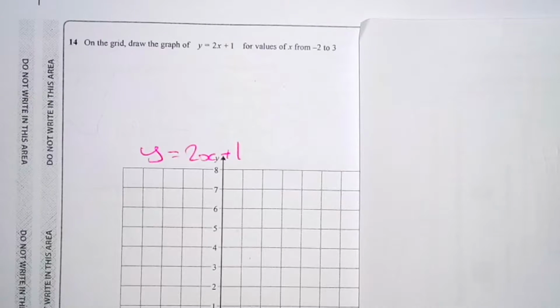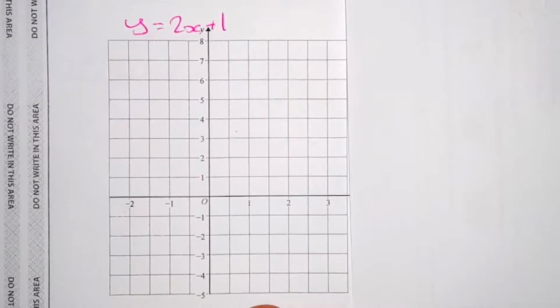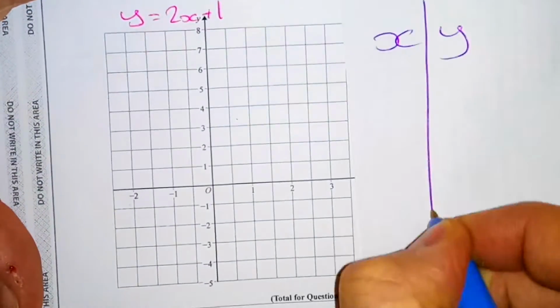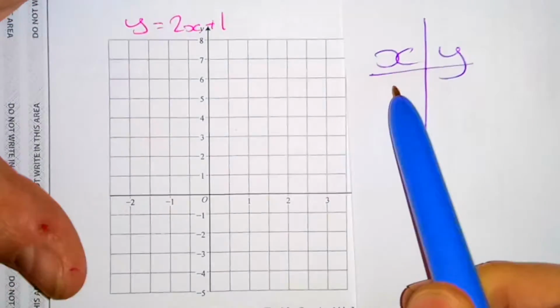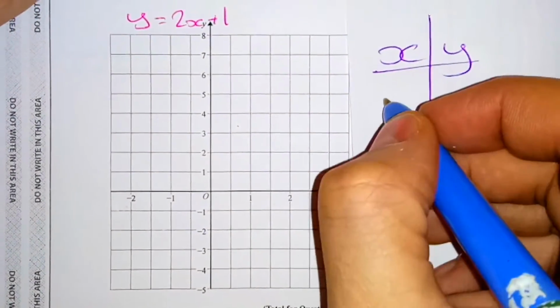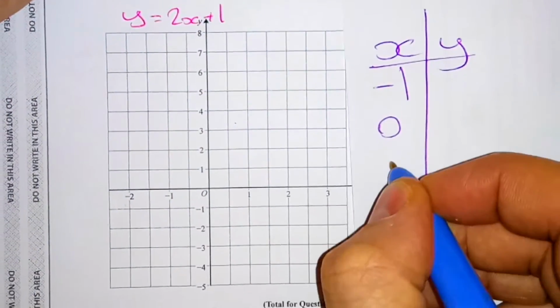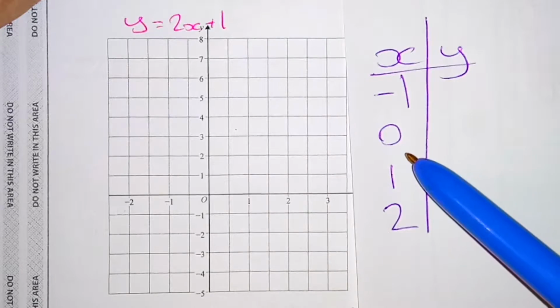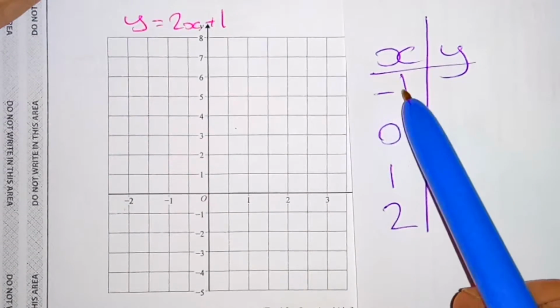On the grid, draw a graph of y equals 2x plus 1 for the values of -2 to 3. There are quite a few ways to do this, but the easiest way is to do a table of values. So you have to do an x and a y. For my values of x, I can choose whatever numbers I want, because it's not given. So I'm just going to choose -1, 0, 1, 2. I have to choose at least 3, but I've chosen 4 just for the head of it.